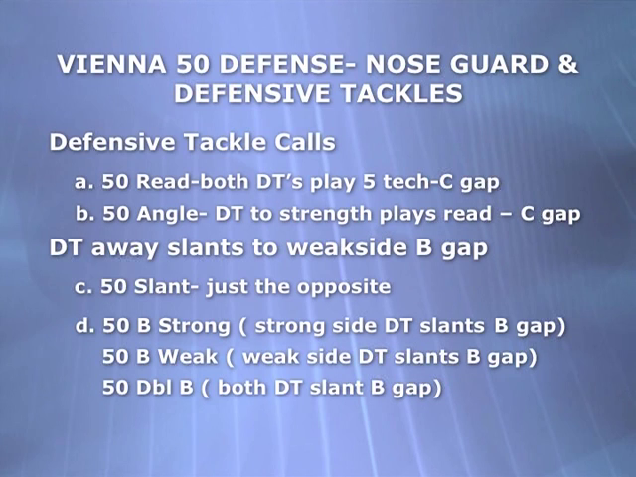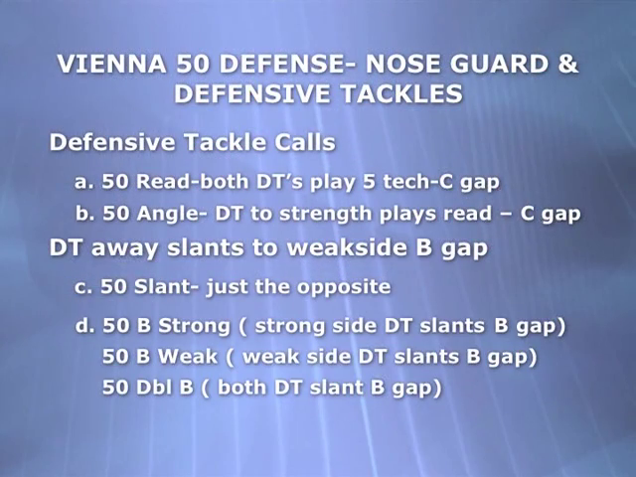50 angle to us is our defensive tackle to strength plays read, which is C gap, and our defensive tackle away slants to the weak side B gap. And strength to us, like I've said earlier, is not the tight end. Strength to us is going to be to the 2 receiver side. If there are not 2 receivers, it'll be to the wide side of the field. When we get slant, we are slanting to the weak side of the offensive formation. So our strong side tackle would be slanting, our weak side tackle would be playing his C gap.